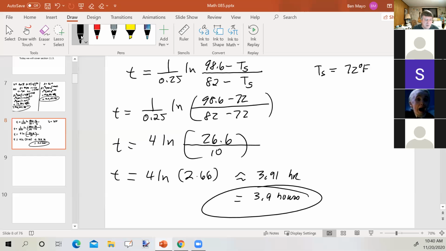Of course, I can see a problem with this. Not everybody's normal temperature is 98.6. Some people have a slightly lower or slightly higher temperature, so that could mess things up a little bit. Probably not a huge amount. All right, anyway, we're going to go on to examples.